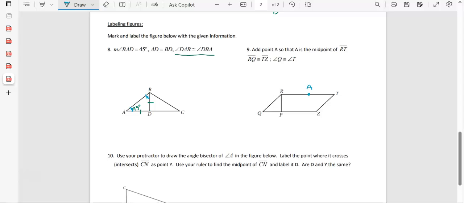So what does a midpoint mean? It means it divides a segment into 2 congruent segments. And so I'm going to put 2 tick marks through segment RA and segment TA.